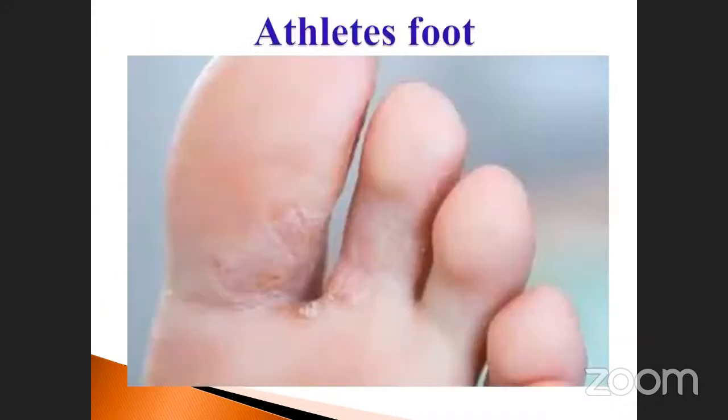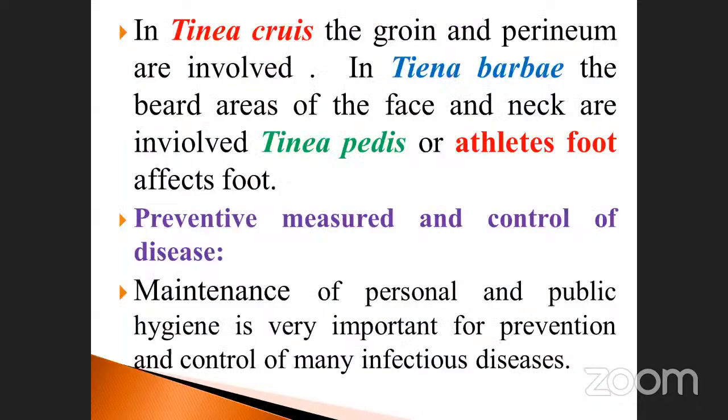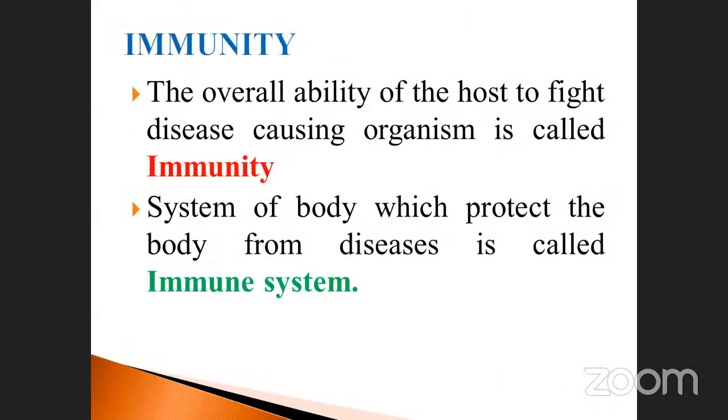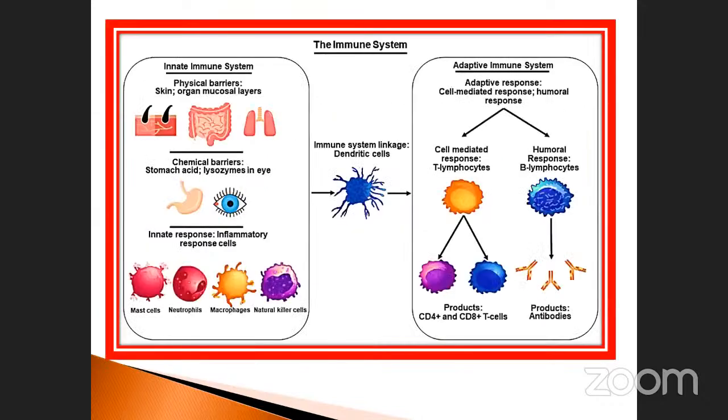So what is meant by immune? Already we saw it: fighting against many diseases, and there are organs present for it. And what is immunology? The science that deals with antigen-antibody reaction is called immunology. What are the immune systems? There are two types of immune system: innate immune and adaptive immune.